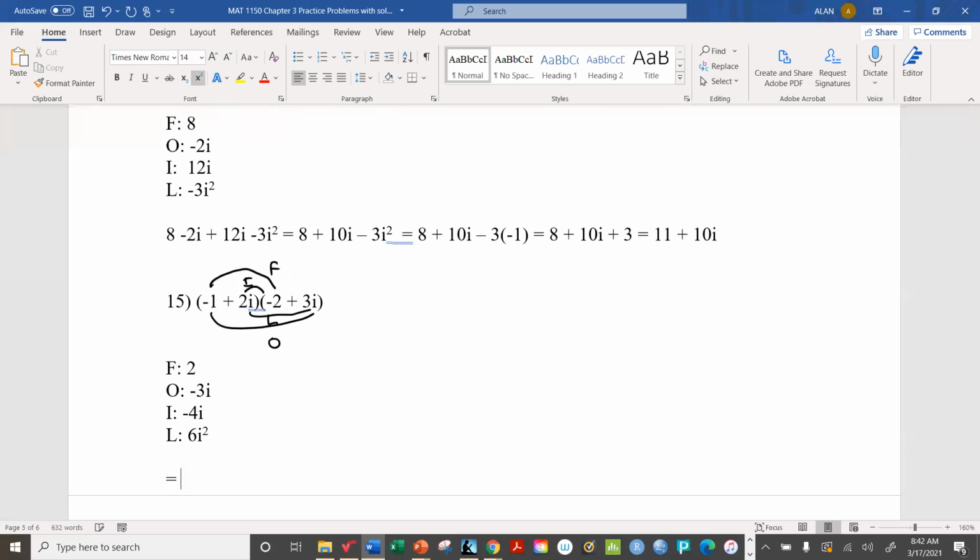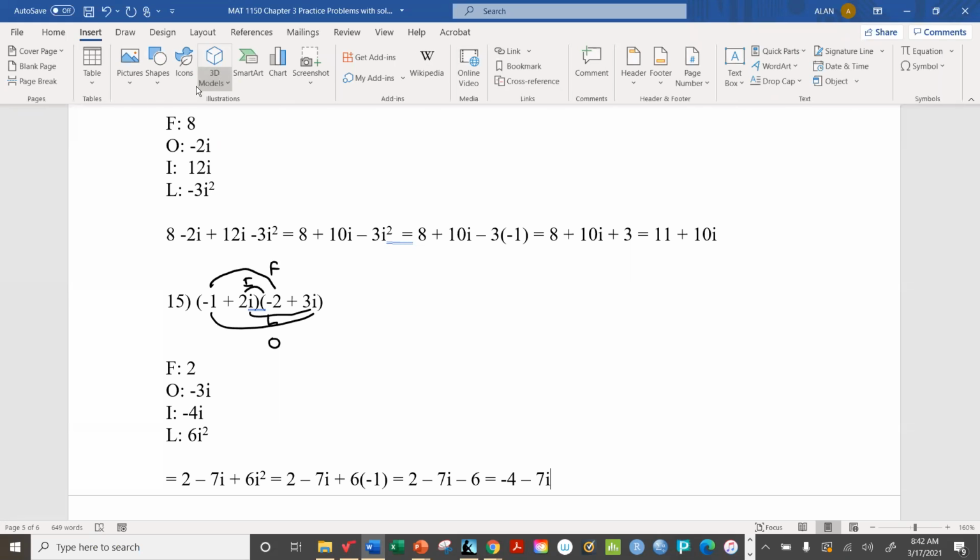And so when we bring them together, we get 2 minus 7i plus 6i squared equals 2 minus 7i plus 6 times negative 1. It's 2 minus 7i minus 6. So we have minus 4 minus 7i. Very good.